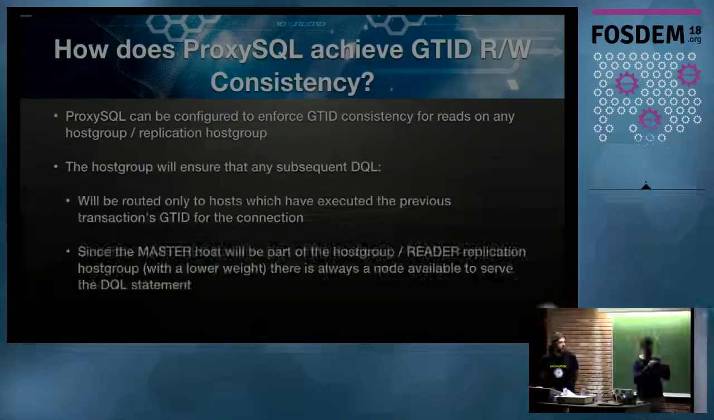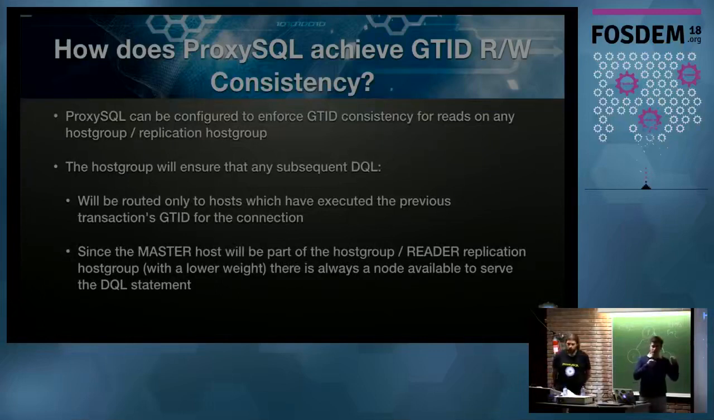But how do we achieve the consistency? So ProxySQL can be configured to enforce this consistency on specific host groups. And if you've enabled this, what ProxySQL will do is, when a session is initiated and some transactions are occurring, ProxySQL will check the status of a host before routing a select to it, and it will check to see if the last GTID that was executed for that session on a group of servers has been executed on the slave before sending the query.